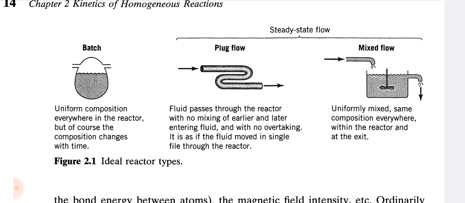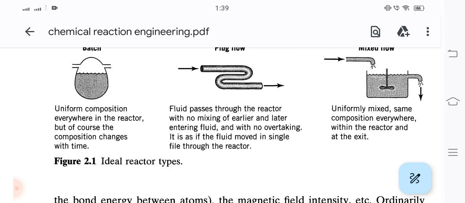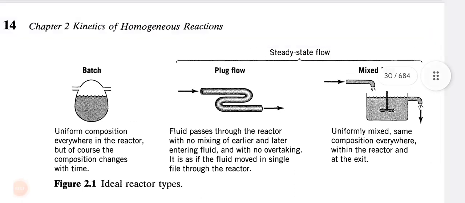Plug flow reactor: fluid passes through the reactor with no mixing of earlier and later entering fluid and with no overtaking. It is as if the fluid moves in single file through the reactor. Mixed flow: uniformly mixed, the same composition everywhere within the reactor and at the exit.